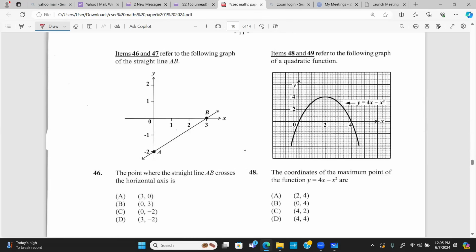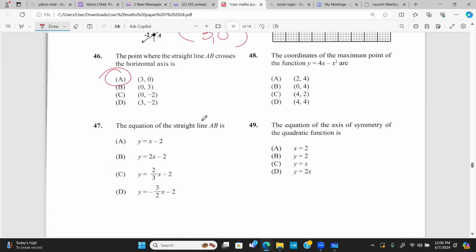The point where the straight line AB crosses the horizontal axis. The horizontal axis is this, our x-axis. The point is (3, 0), right there. The x-intercept is 3, then 0. You have to read the x value first, then the y.